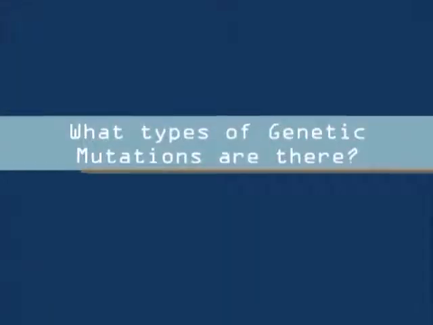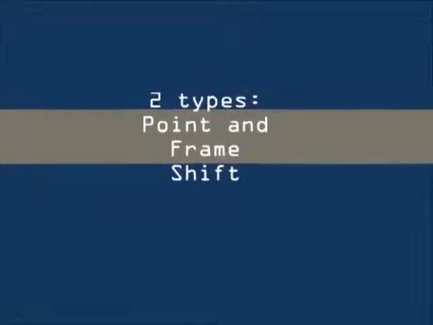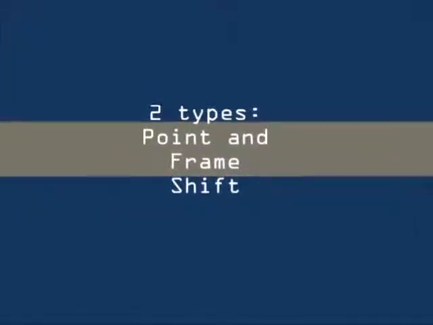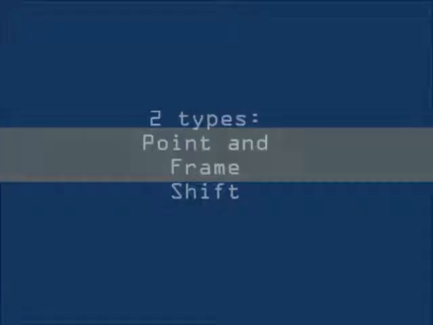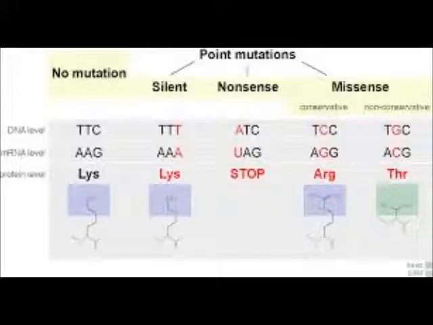What types of genetic mutations are there? There are 2 types of genetic mutations, point mutation and frame shift mutation. A point mutation is a change or substitution of a single base nucleotide in genes.